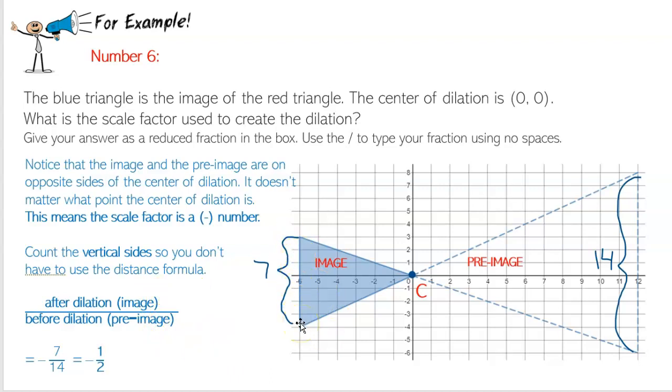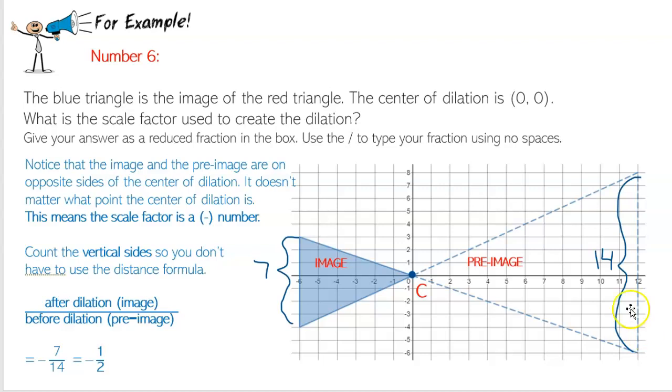Anytime you have horizontal or vertical lines, you can count them. So the length of this line, and this is my image, is 7, divided by my pre-image, which is 14. Now, because it's flipped across the axis, it is negative. If it's on top of itself or right next to it, it's a positive dilation. This one is a negative dilation.